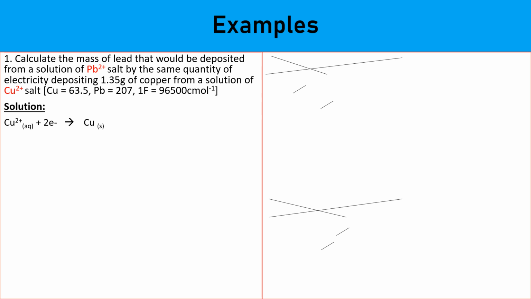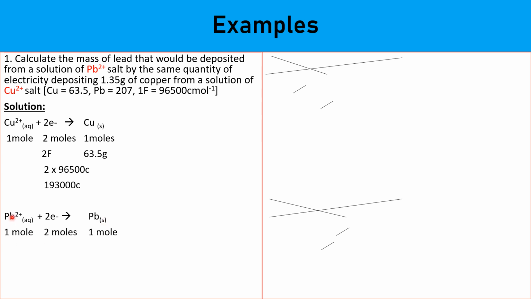First of all, copper 2 ion will gain 2 electrons to form metallic copper. What does that mean? 1 mole of copper ion will gain 2 moles of electron to produce 1 mole of metallic copper. So 2 moles of electron is equal to 2 Faradays, but 1 mole of metallic copper is equal to 63.5 gram. 2 Faraday is equal to 2 times 96,500 coulomb, and that is equal to 193,000 coulomb.